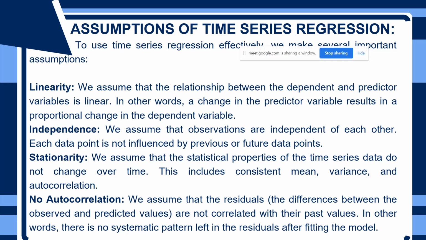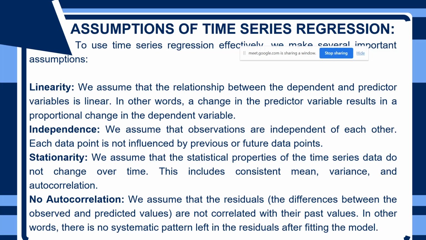In a time series context, it implies today's value or event is not affected by what happened yesterday or what will happen tomorrow. Each piece of data is treated as a separate and unrelated observation, ensuring that the analysis doesn't mistakenly assume patterns that aren't there. So, that is independence. Next, stationarity. We assume that the statistical properties of time series data do not change over time. This includes consistent mean, variance, and autocorrelation.